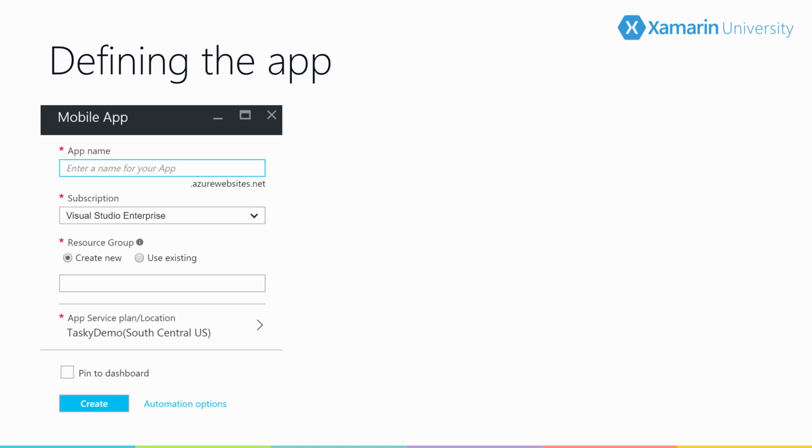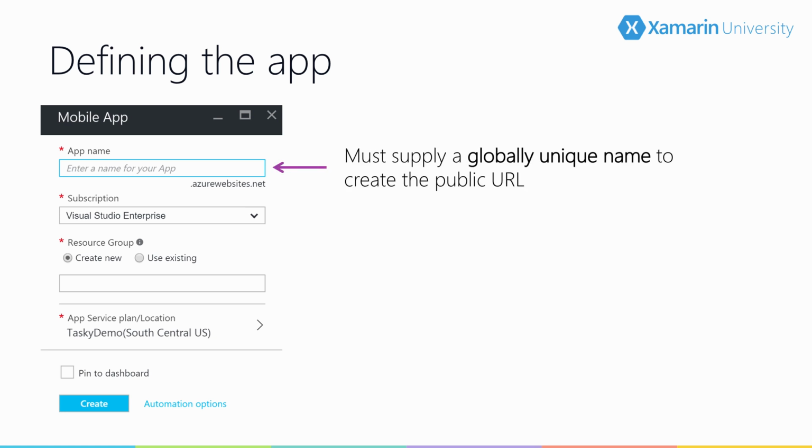To create the app, we have to supply some basic required information. First, we need a name for our app. This is used to create a public URL, so the name has to be globally unique in Azure. It's okay to have numbers or any URL compatible characters. We're only going to need this URL in our app, so this normally won't be a user visible piece of data.